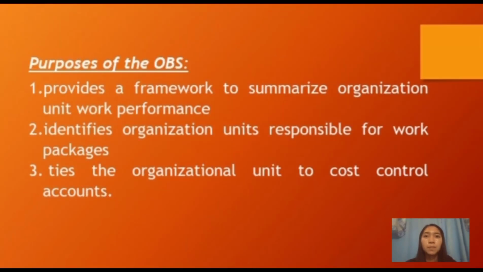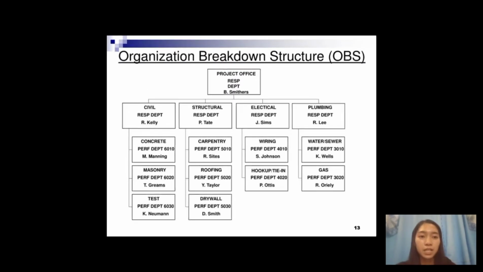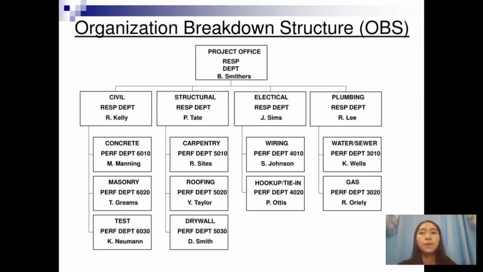So, the following are the purposes. First, it provides a framework to summarize organization unit work performance. Second, it identifies organization units responsible for work packages. Third, it ties the organizational unit to cost control accounts. So, this is an example of an organization breakdown structure. As you can see, there are people who are responsible and accountable in that particular department for the work.